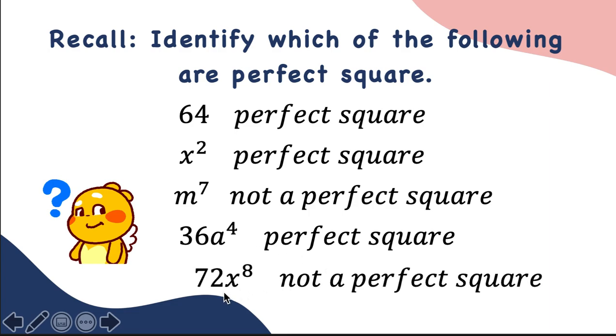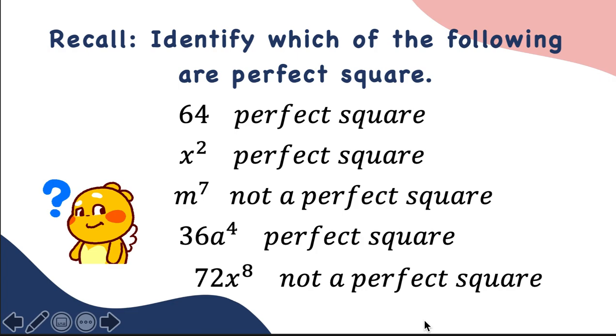Lastly, we have 72x raised to 8, which is not a perfect square number. Although we can have x raised to 8 as x raised to 4 times x raised to 4, we cannot have 72 as a perfect square number because we cannot identify any number that when we multiply by itself, the answer is 72. So therefore, 72x raised to 8 is not a perfect square expression.